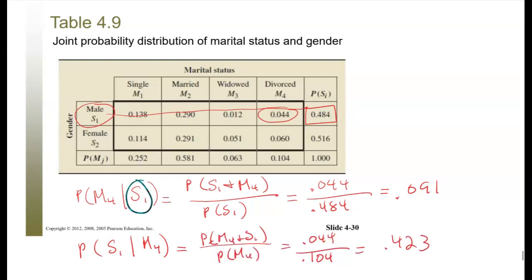Okay, so notice the numerator stays the same, whether you have S1 and M4 or M4 and S1. That probability still comes from the cell of 0.044. That probability stays the same. What changes is our condition.